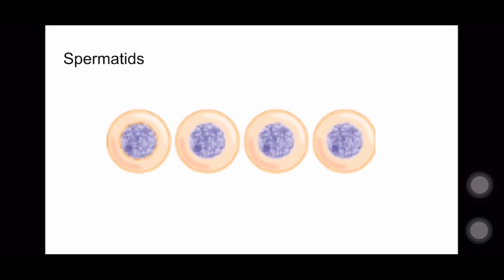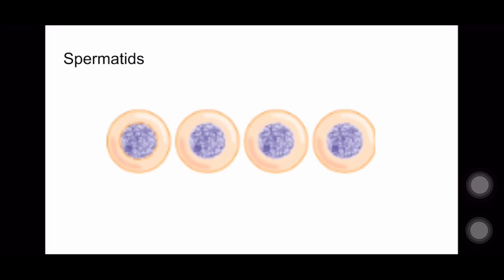At each of the poles of the cell, a full set of chromosomes are gathering together. A membrane forms around every set of chromosomes, so you can create 2 new cell nuclei. This is the last phase of meiosis, but cell division won't be completed without a round of cytokinesis.